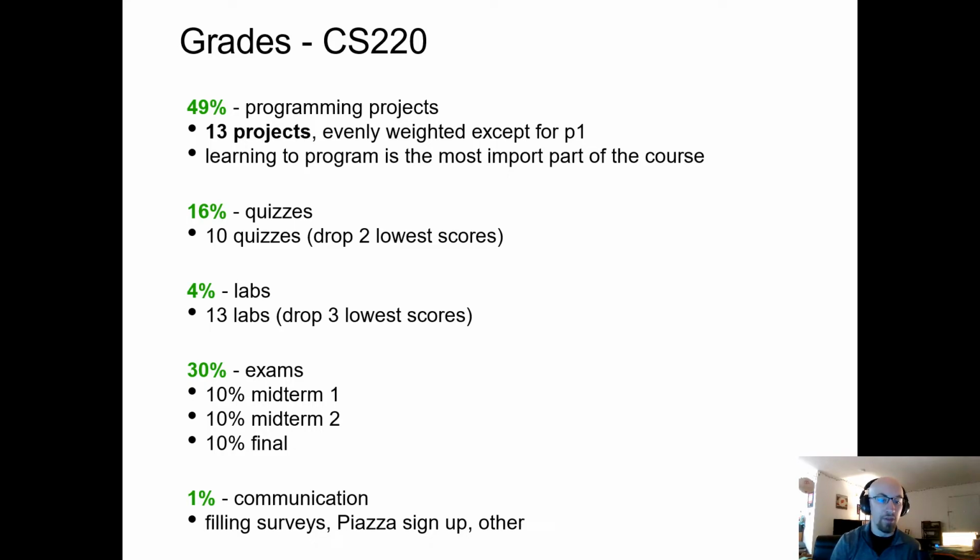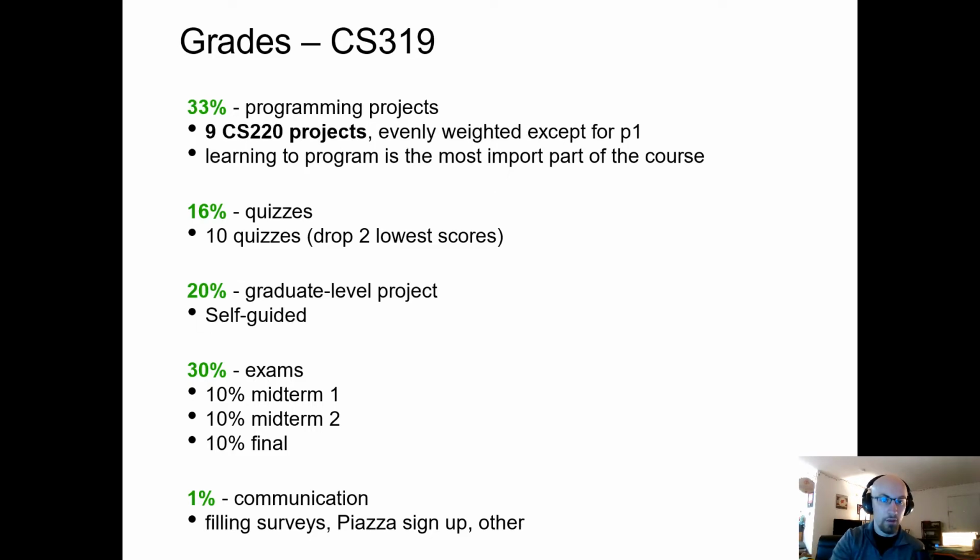Then 30% is going to come from exams, 10% from each one. There's also 1% of the grade, which is really easy to get just by filling out the surveys and signing up for Piazza. For CS319, it changes a little bit. There are fewer projects, but there is a final project, a self-guided final project. Again, we don't have 319 students in this section, but that's what they would be tackling.